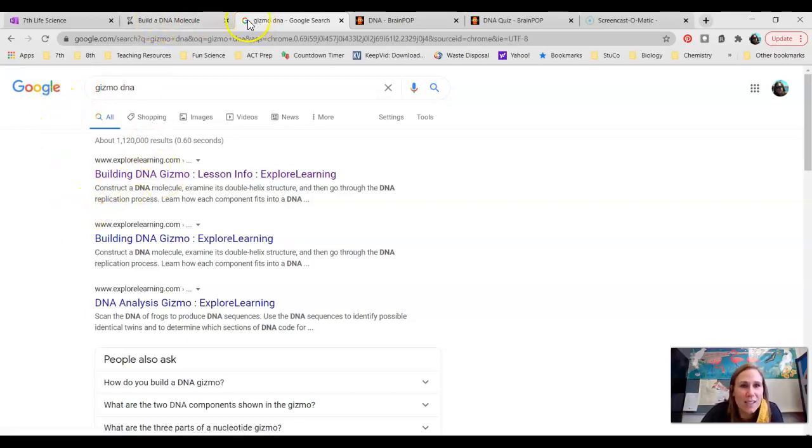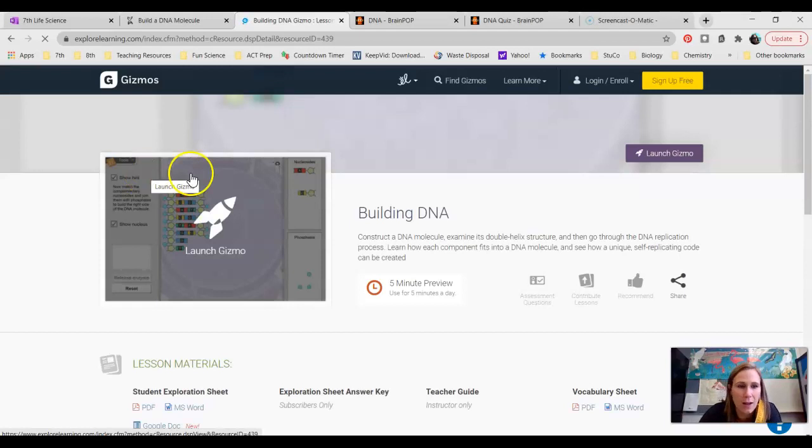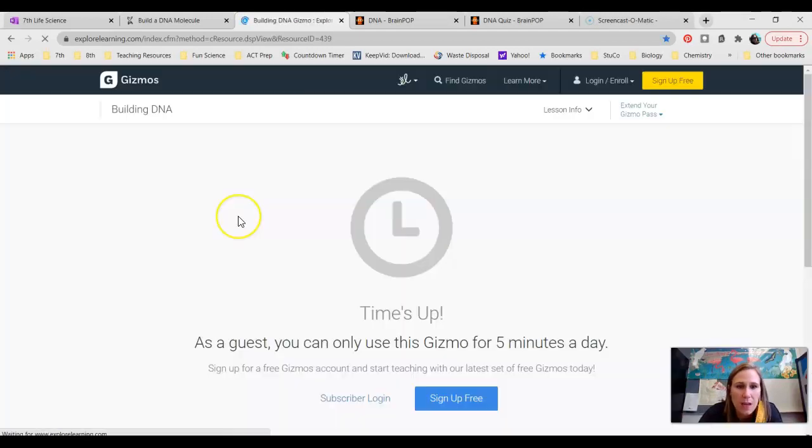So you have this Gizmo one. You only have 5 minutes in this link, and then it shuts you out. So once you guys get into it, spend your 5 minutes and then be done. You guys can go to Launch Gizmo. And basically what you guys are doing, oh no, is the process of replicating DNA. It's apparently saying I already played for the day.